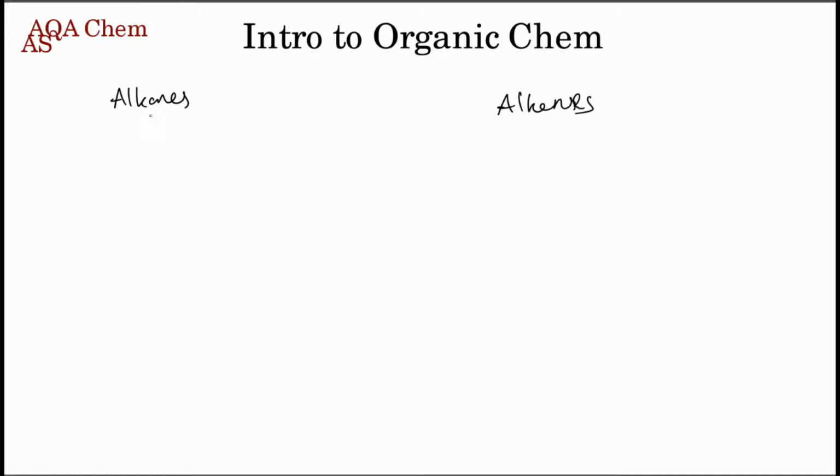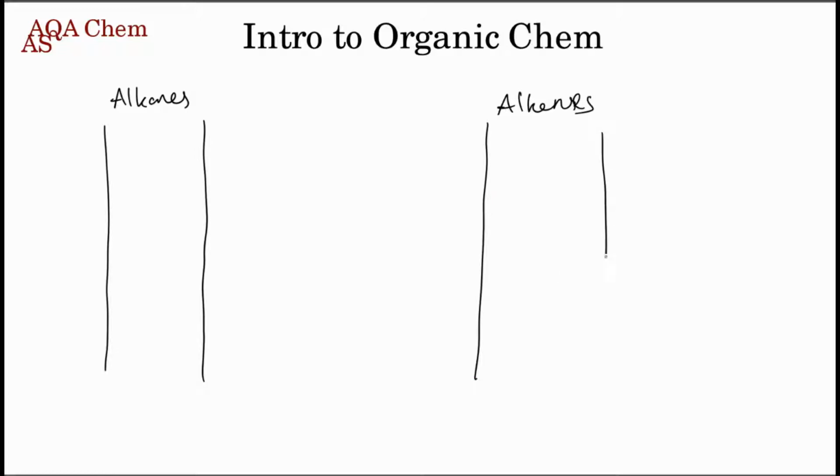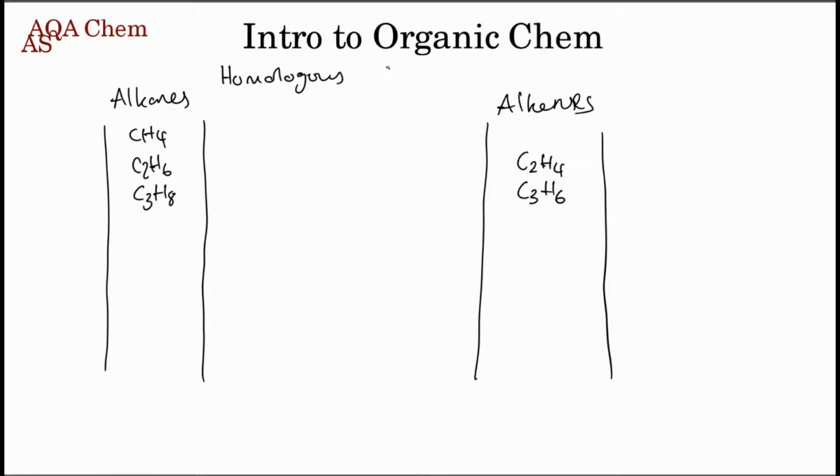So, the alkanes. Now the alkanes come in a series, and so do the alkenes. The alkane series starts with CH4, C2H6, C3H8, and the alkene series starts not with one C, but C2H4, C3H6. Now these series are called homologous series.